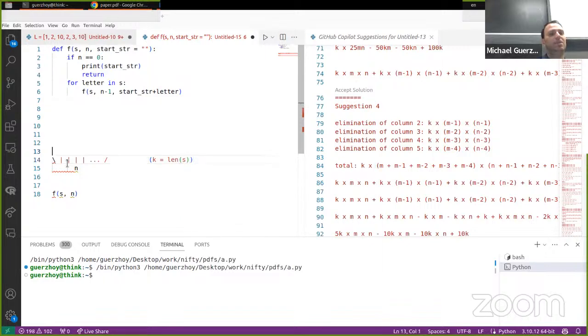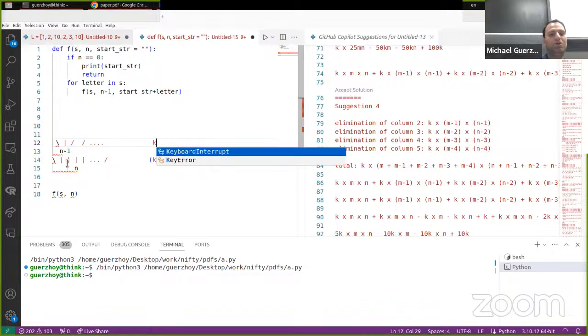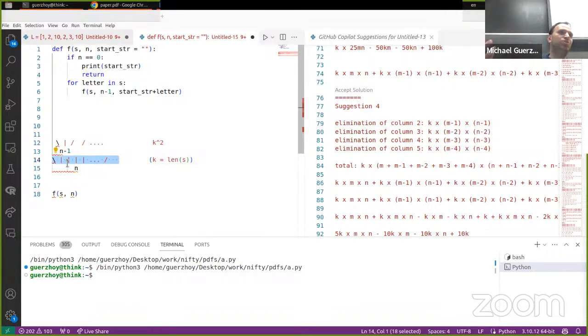And then each call here, so this is n-1, again produces K calls individually. So how many calls in total are there? K squared, right? Because there are K calls here, and each one of them produces another K. So in total, you have K times K. Does that make sense?